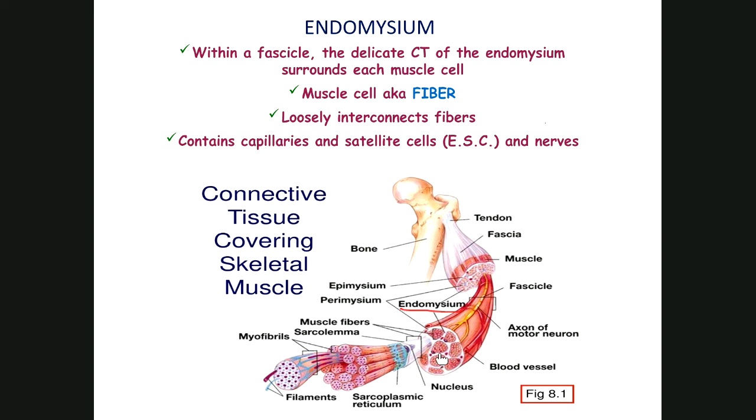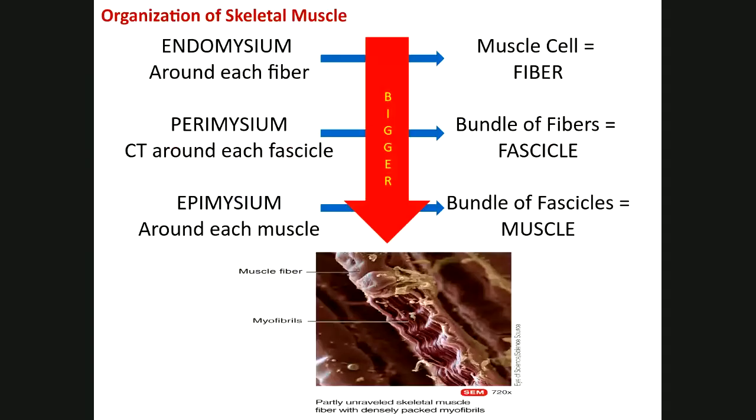individual cells. So here we are, the fascicle. We've got the endomysium around one of these muscle cells or muscle fibers. So the connective tissue of the endomysium surrounds each muscle cell. And when you see muscle fiber, it's the same thing as the muscle cell. So these are loosely interconnected fibers. They contain capillaries and satellite cells, which aid in limited repair if damaged, and also contain nerves.